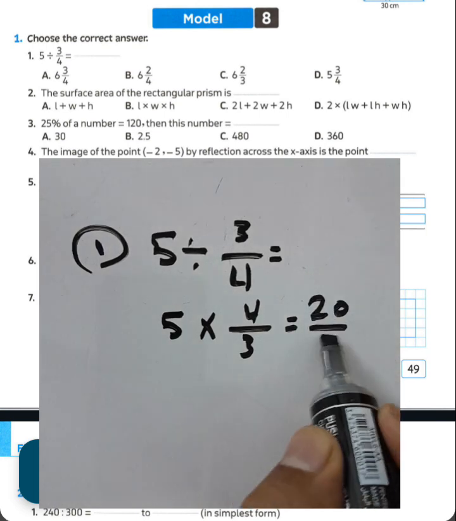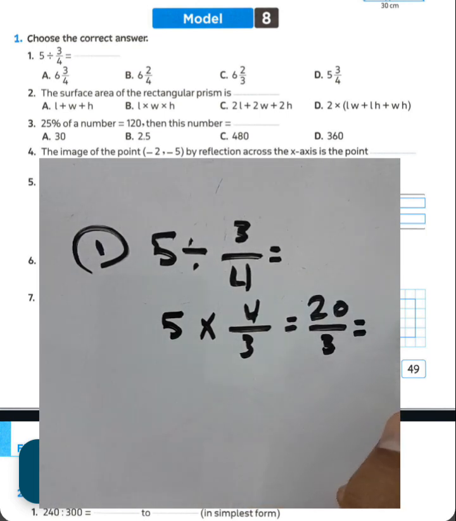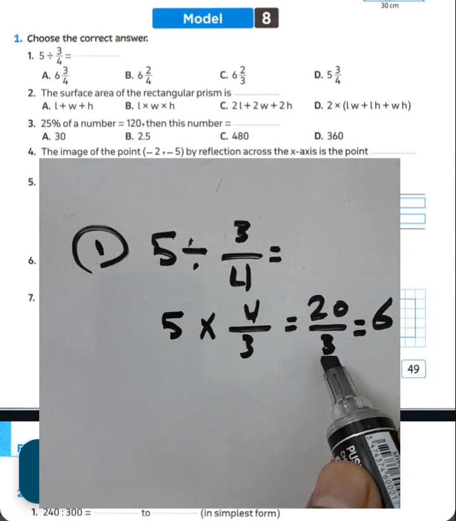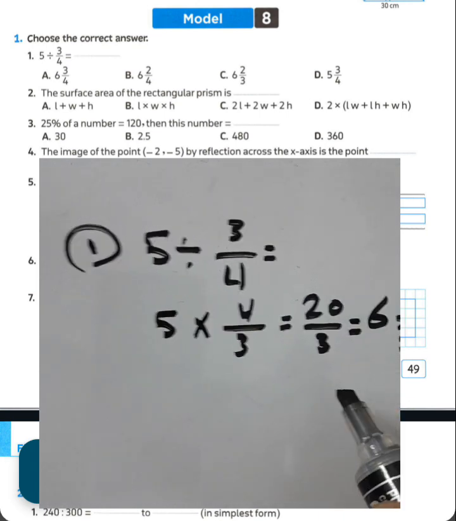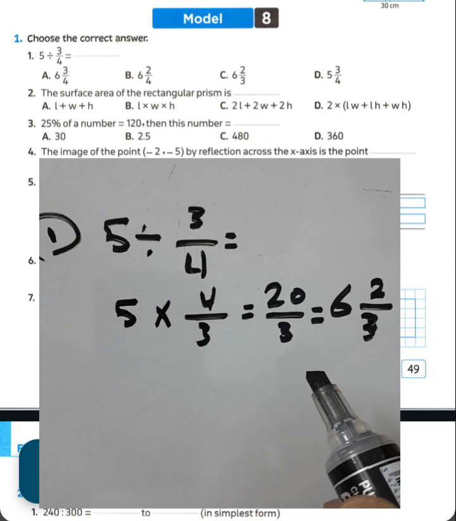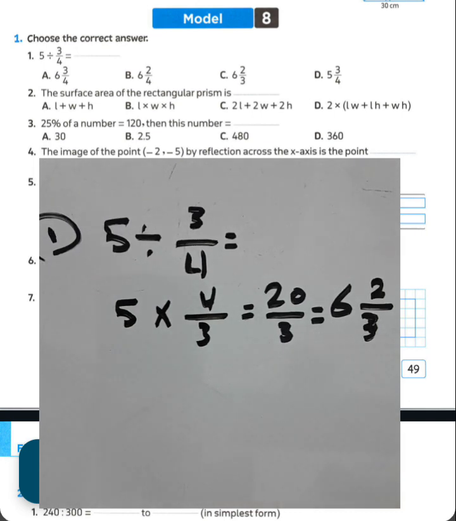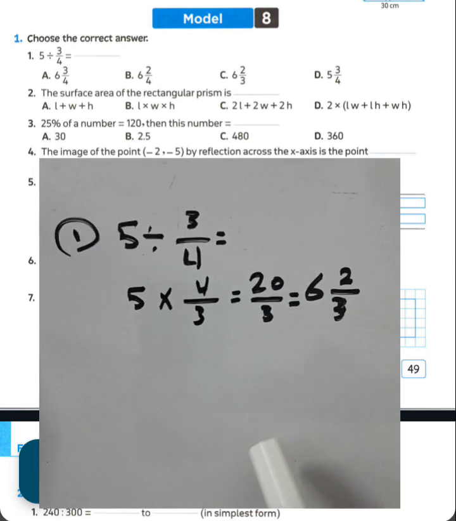You can convert the improper fraction to a mixed number. 3 times 6 equals 18 and the remainder is 2. 20 divided by 3 equals 6 because 3 times 6 equals 18, and 18 plus 2 equals 20. Then the result will be 6 and 2 over 3. Letter C for question number 1.